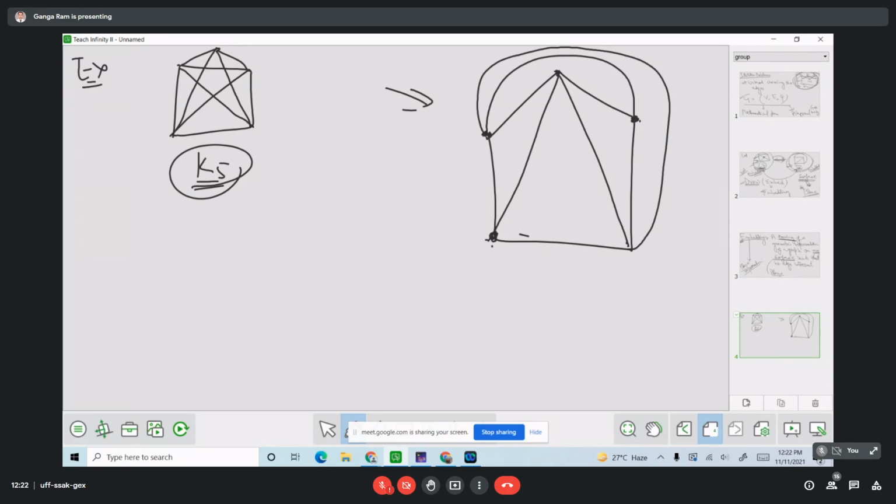Okay, so it is not possible. It means that if you draw this edge from this vertex to this vertex, it will always intersect. Clear? So it means that this graph has no plane representation. This graph has no plane representation.